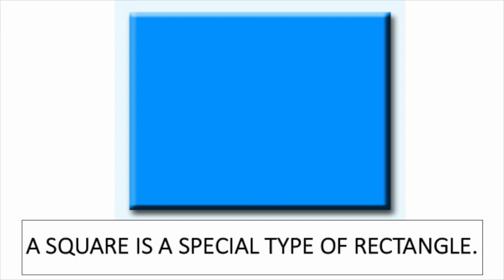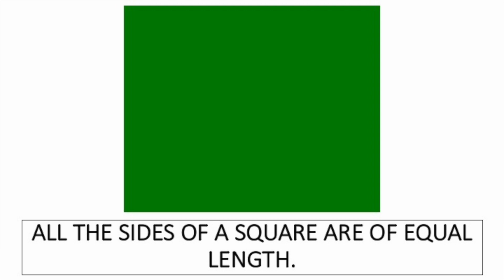A square is a special type of rectangle. So a square is a shape that you all know about already. But what do you notice about the square? About the sides, how many sides? 4 sides. Now, are all the sides of the same length? Yes. That's what makes a rectangle and a square different. A square is a shape with all the sides the same length. 4 sides are all the same. All the sides of a square are of equal length.